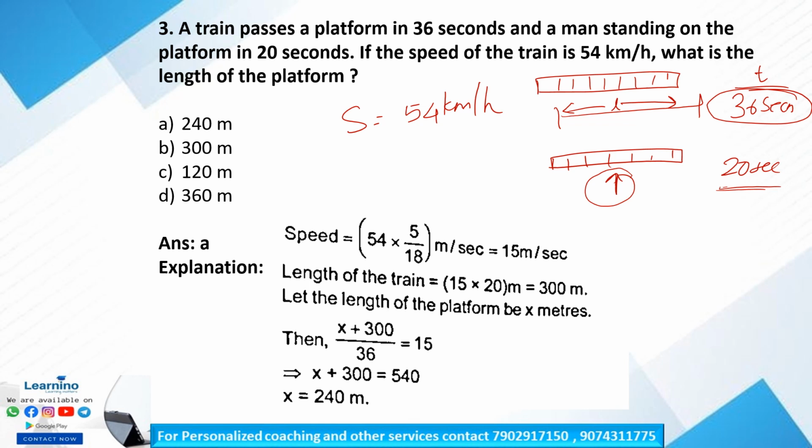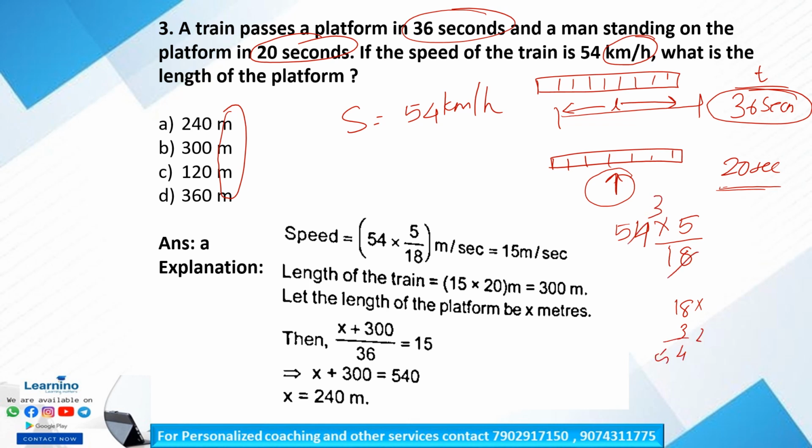Is it clear? So the data are given in 36 seconds, 20 seconds, and the options are given in meters. So we have to convert this kilometer per hour to meter per second. In order to convert kilometer per hour to meter per second, we have to multiply the data with 5 by 18. So 18 into 3 is 54, so that is equal to 15 meter per second, the speed of the train.